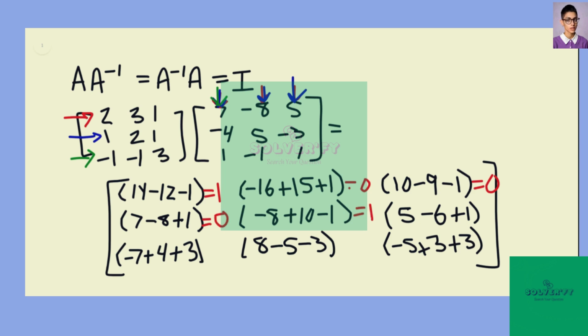We will, in fact, get our identity matrix. So in the case where we take the inverse multiplied by our matrix, it did give us the identity. But then we need to check the other way. We also need to check that the matrix times the inverse is equal to the identity. So we go ahead and do the same thing.